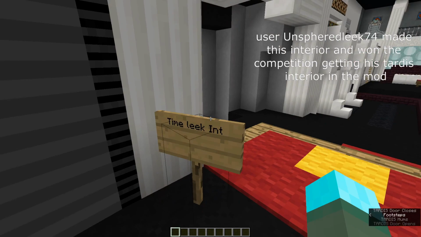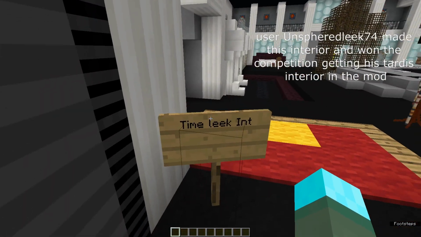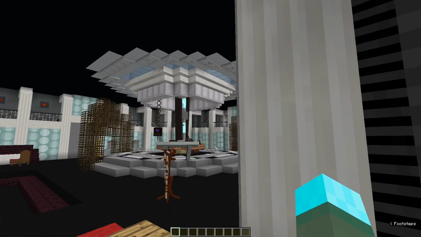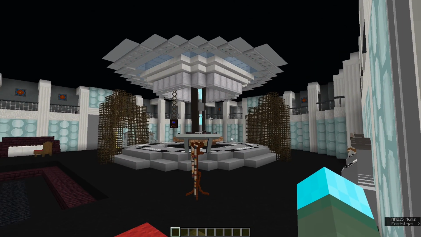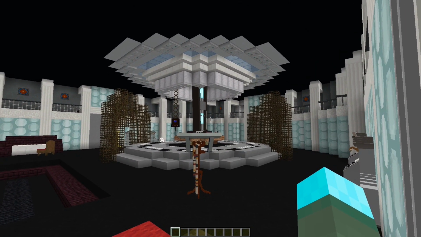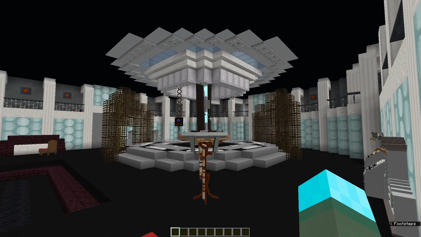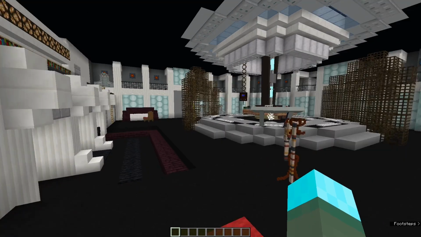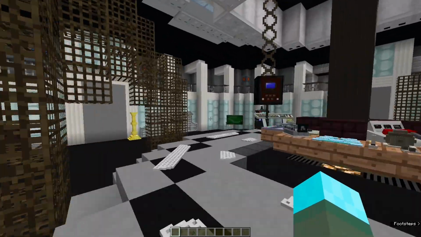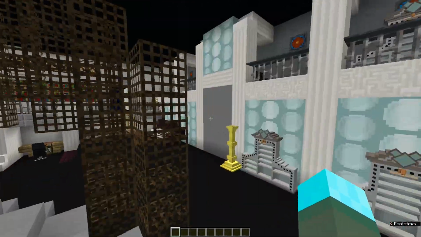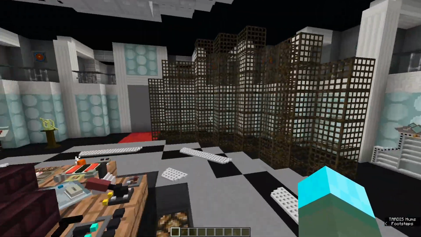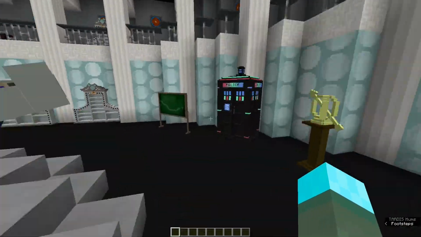This is the Time Leak interior. It's actually spelt wrong, but that's for a purpose, because this is owned by someone with it spelt like that. You get that point.